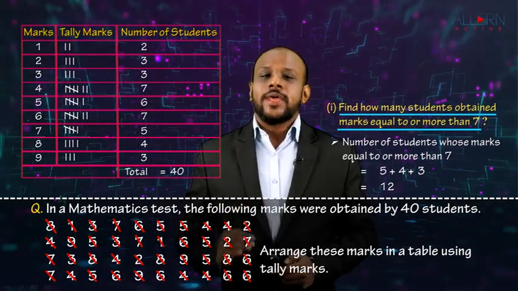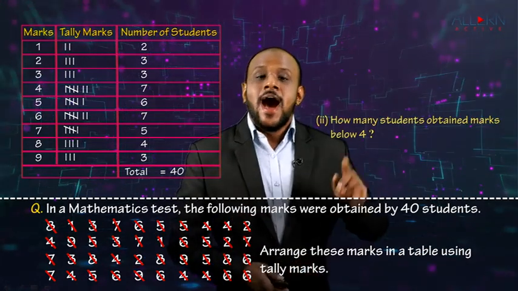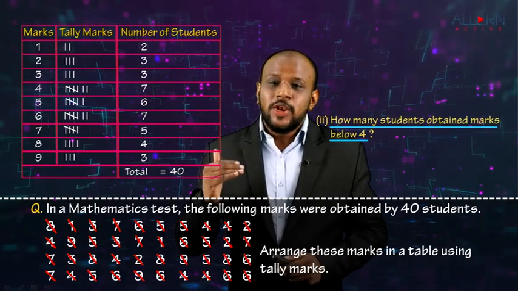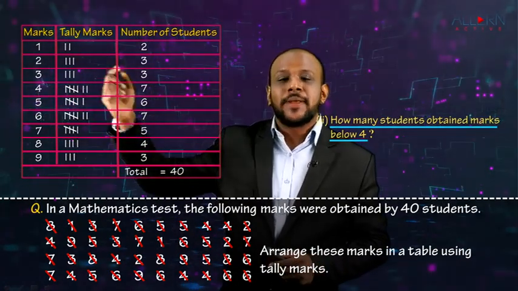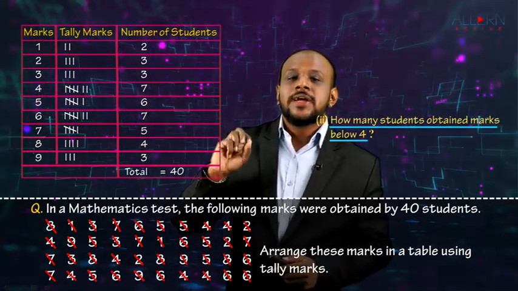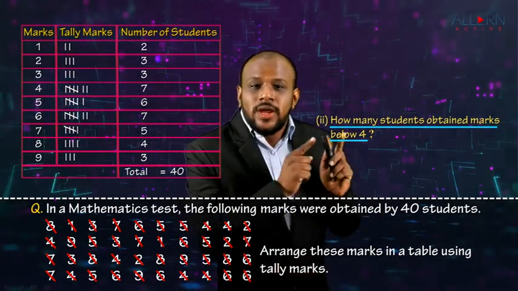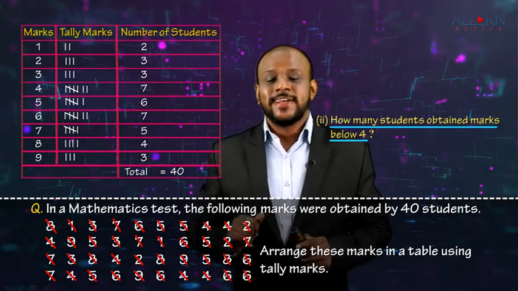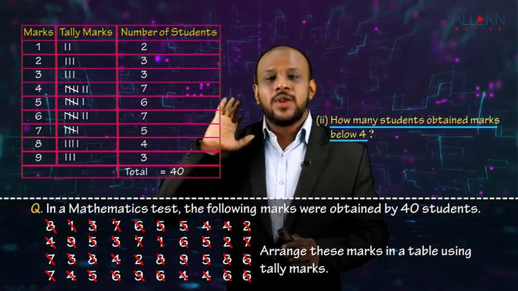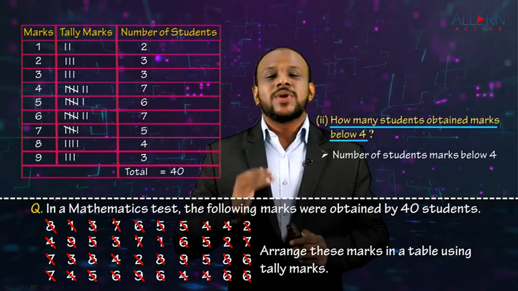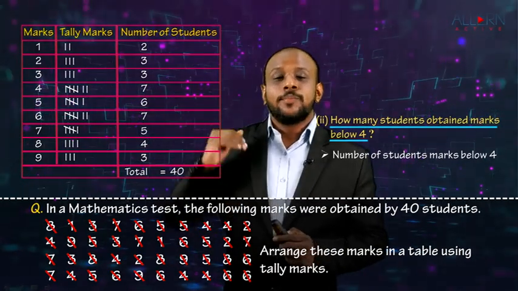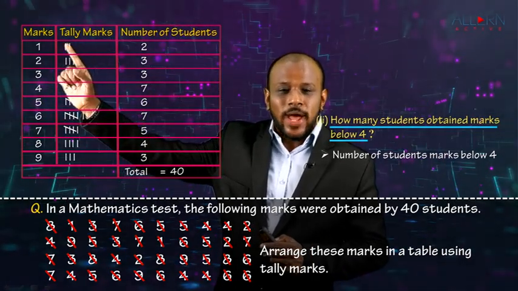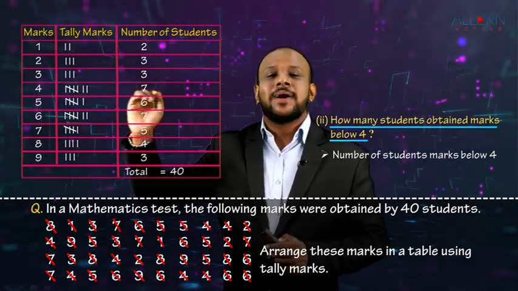Clear? Okay. There is one more question here. How many students obtained marks below 4? Now when we say below 4 it could mean 4 and below, that means 4, 3, 2, 1. But over here it says below 4 means less than 4. So we are not going to consider 4. So it is 3, 2 and 1. So let's check how many students have scored below 4. So students who have scored 1 mark, 2 marks, 3 marks will come under below 4.